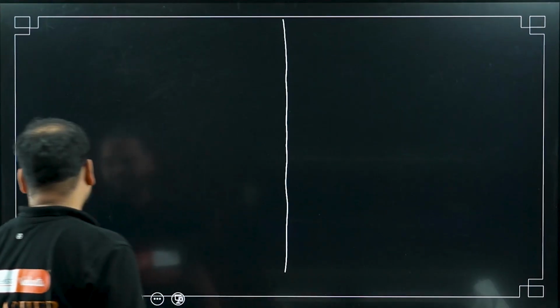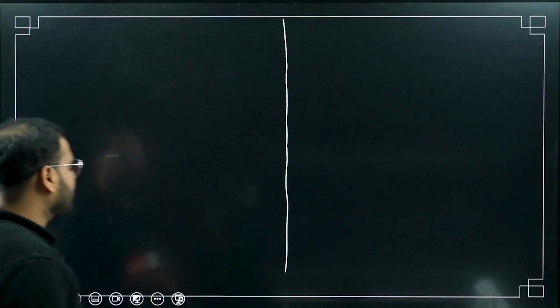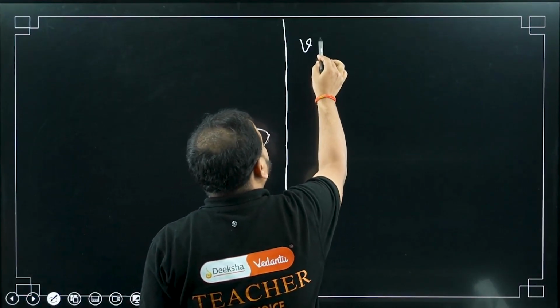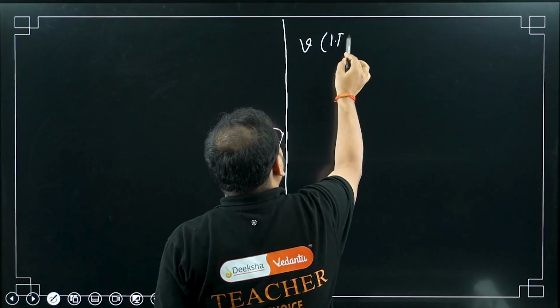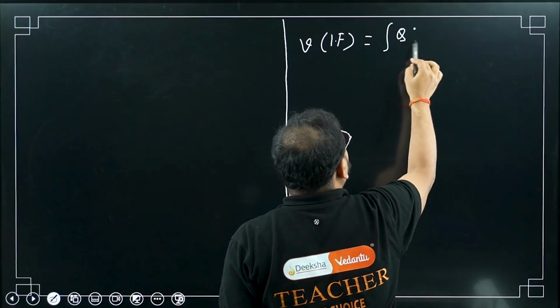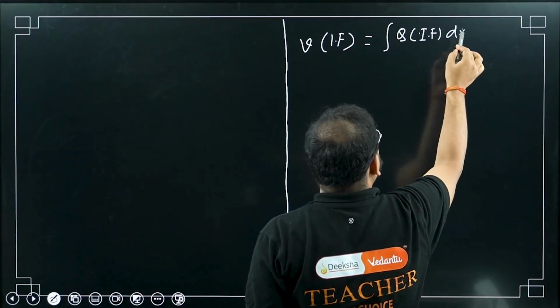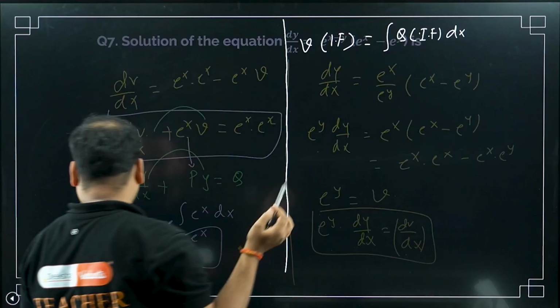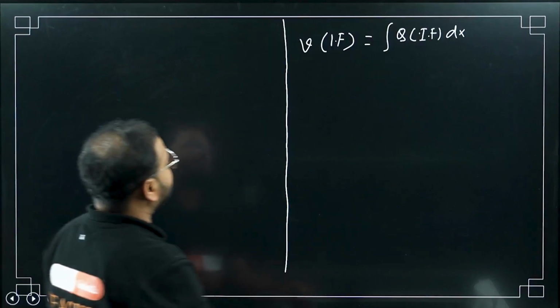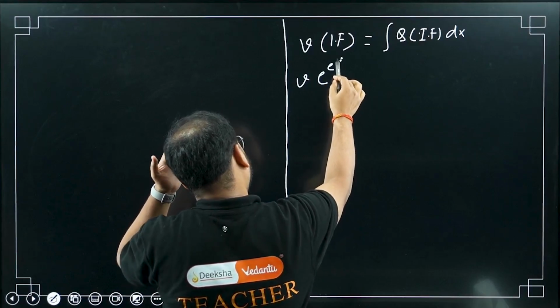So first is the variable. Check here. The dependent variable is v. So I'll write what first? v times IF equals integration of what? Q times IF dx. Correct? Now what is my v? v is as it is. What is IF? e^(e^x).